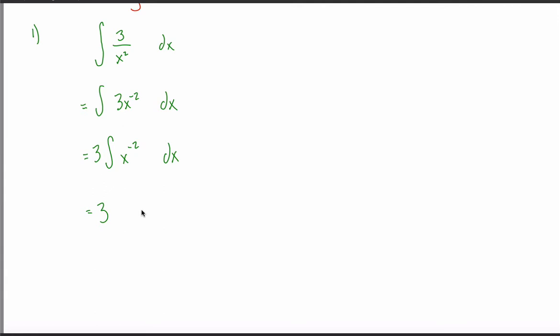Nah. 1 more than negative 2 is not negative 3. 1 more than negative 2 is negative 1. This is going to be x to the negative 1 power. But then I'm not done here. Remember, when you're using this power rule, you always have to divide by whatever your exponent ends up being, or multiply by the reciprocal of that exponent if that's easier for you.